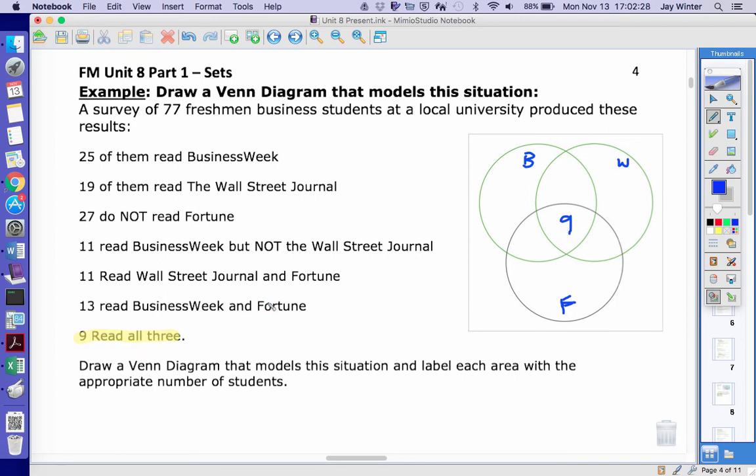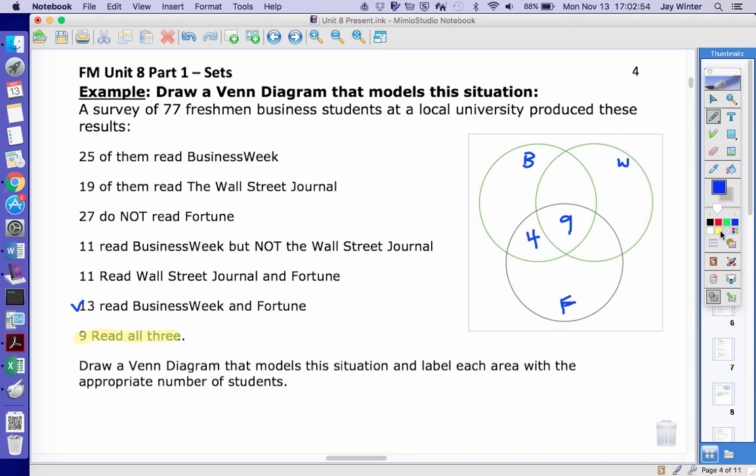So if 9 of them definitely read Business Week and Fortune, but there's 13 total, then in this spot right here, where Business Week and Fortune meet, but the Wall Street Journal isn't included, I'm going to put a 4. And that'll take care of that clue right there. So you notice I'm sort of working my way backwards from the most specific information to the least.